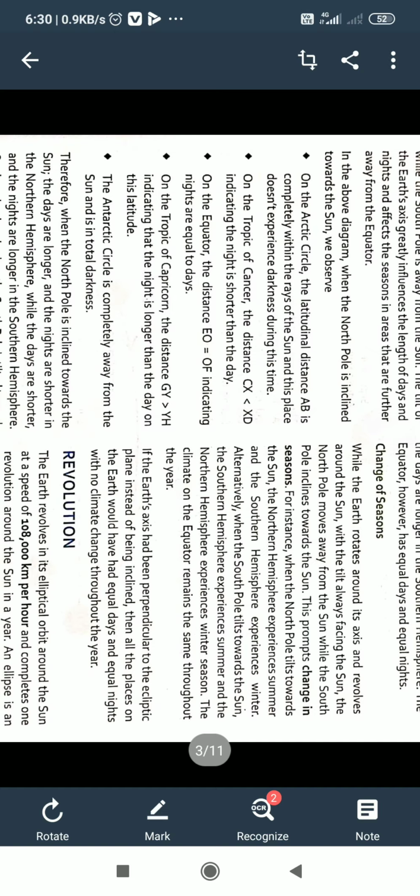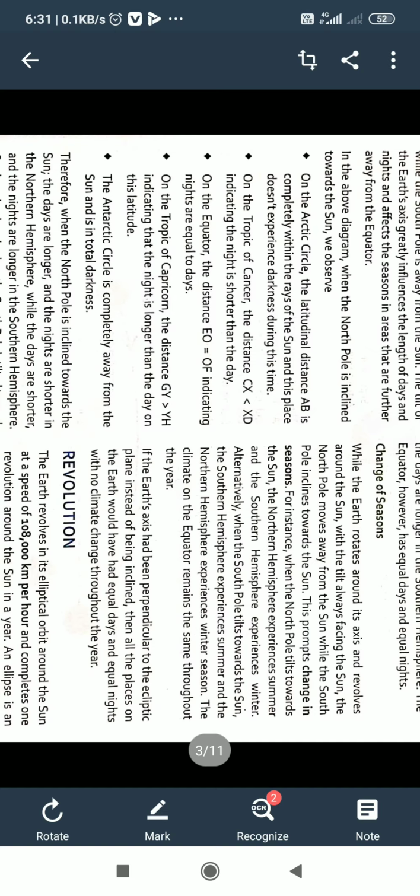If the earth's axis had been perpendicular to the elliptic plane instead of being inclined, then all the places on the earth would have had equal days and equal nights with no climate change throughout the year.